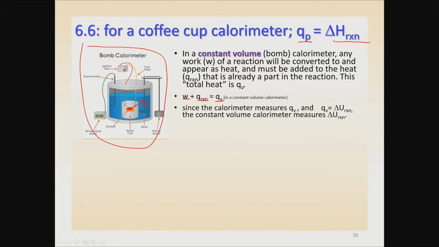And so you might remember again, in a constant volume calorimeter, work cannot be done because we're at constant volume. And so the work energy is converted or manifested into additional heat energy to give us QV. So you can see that all the work and the heat of the reaction in the bomb calorimeter is accounted for. And so when we measure this accounting of all the heat and work, which is QV, what we get is the internal energy change of the reaction.